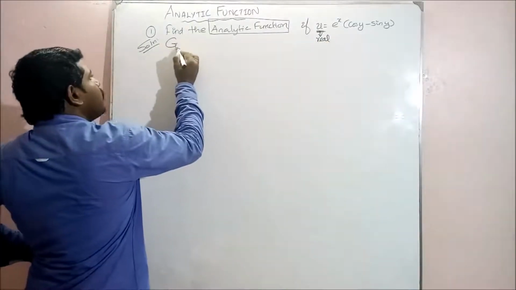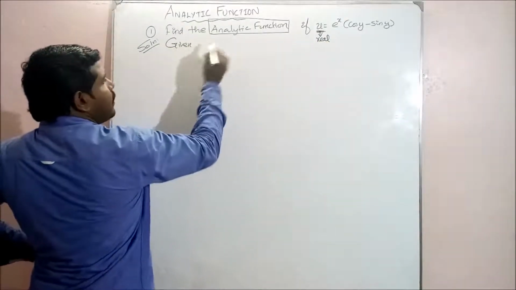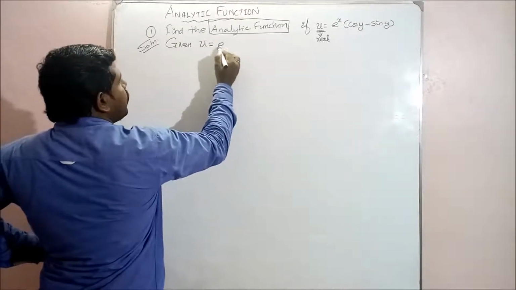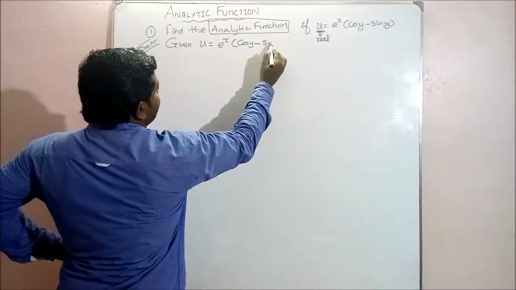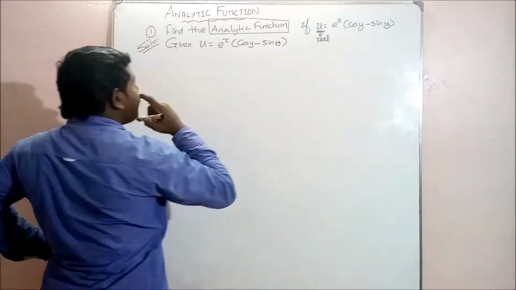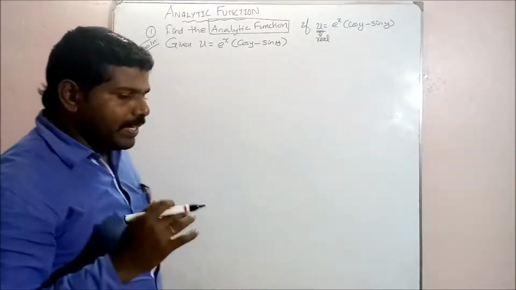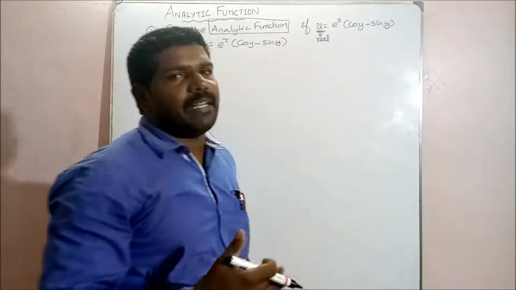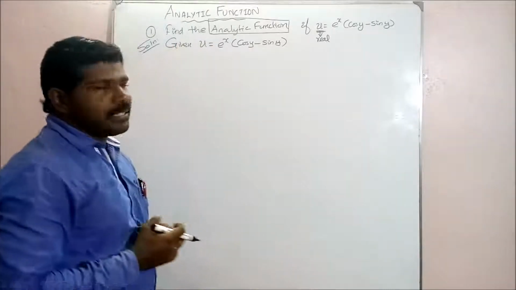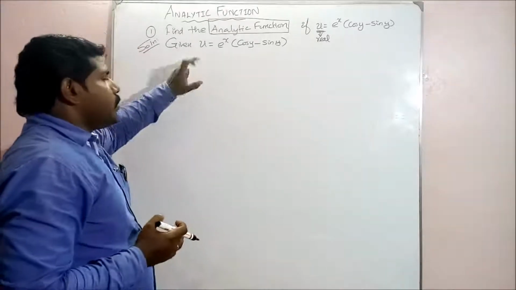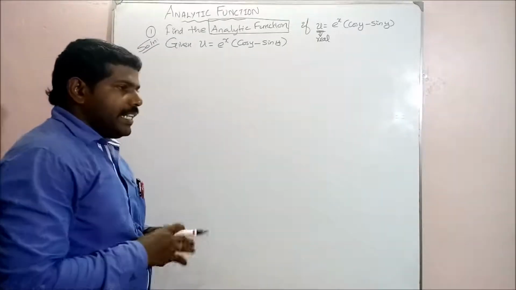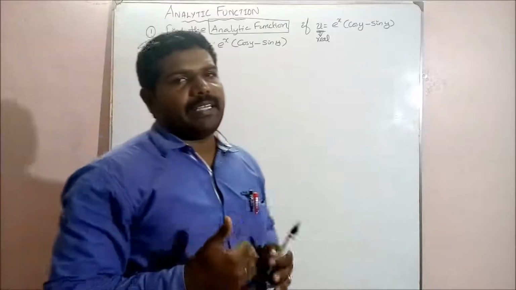So first take the given function, u equal to e power x into cos y minus sin y. Since the real part is given, here we can use the Milne-Thomson formula directly. So we can apply the Milne-Thomson formula directly. Since the real part is given, calculate ux first.